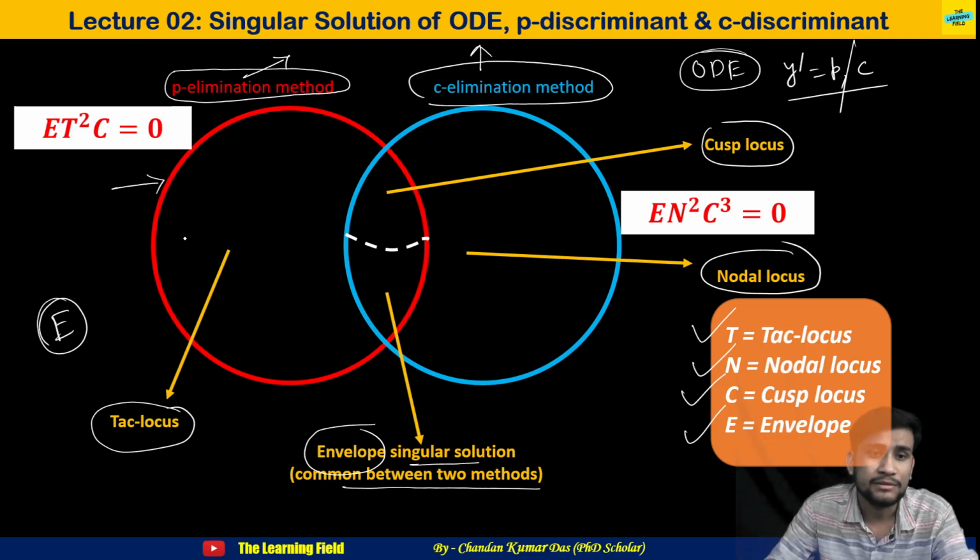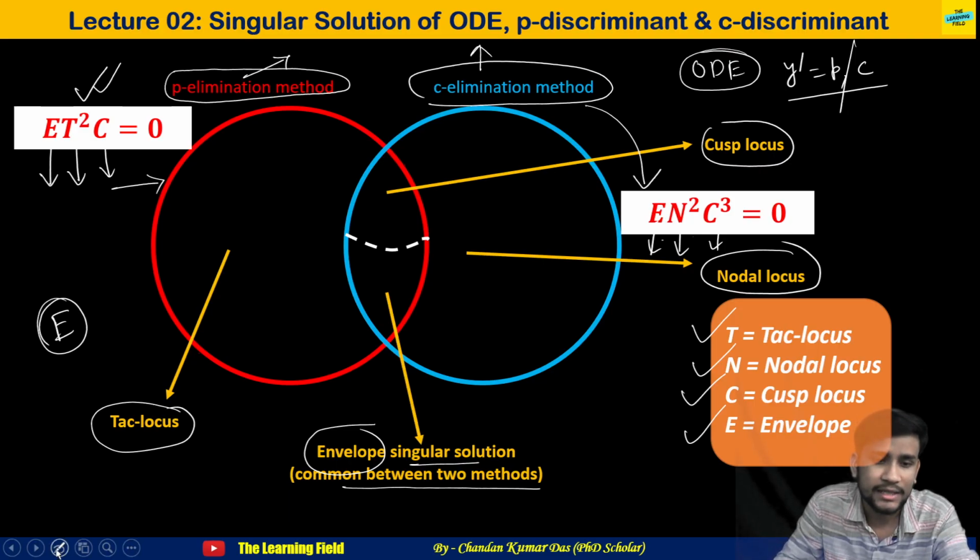And remember that for the P discriminant or P elimination method, this is a general form: E T square C equal to 0. It comes one by one. And then in the C elimination method, we write in general that E N square C cube equal to 0. E is the envelope, N is the nodal locus, and C is the Cusp locus. And in the other case, E is the envelope, T is the tac locus, and C is the curve.